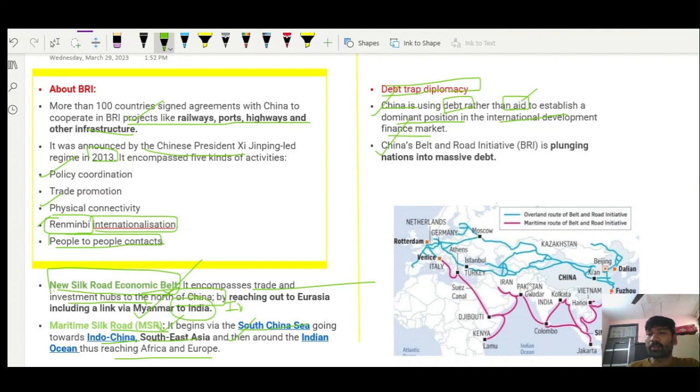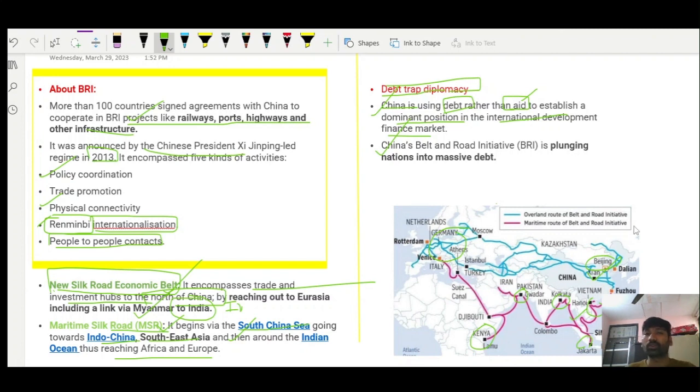Below, you can see the map of the Belt and Road Initiative. The green is the overland route of the Belt and Road Initiative, and the violet is the maritime route. See how it connects Beijing, Vietnam, Singapore, Indonesia, Colombo, and in India, Kolkata is also connected. Further, of course, the Chinese have already established a port in Gwadar. It connects both Africa and Europe as well.